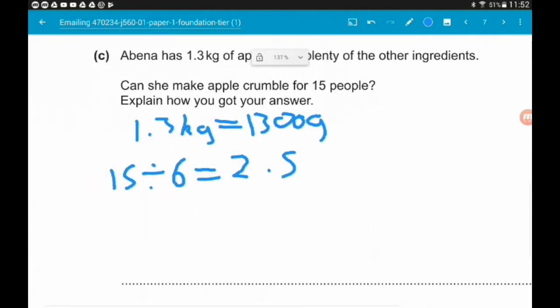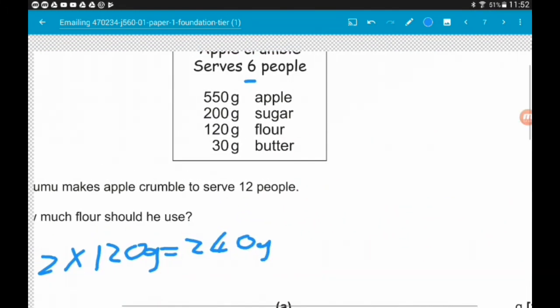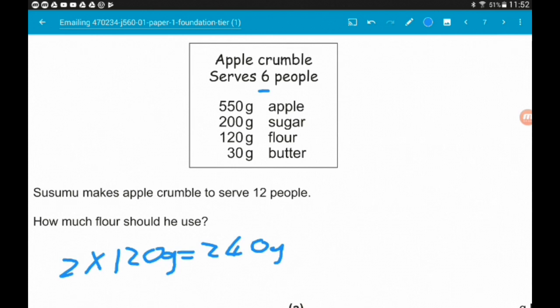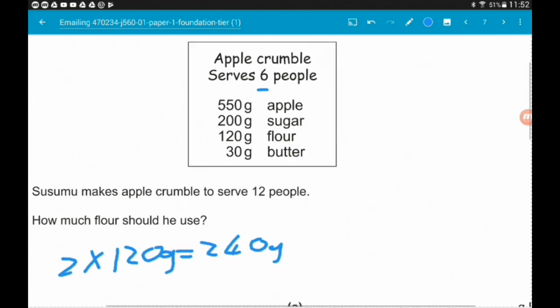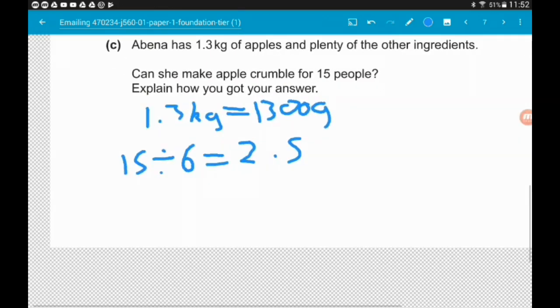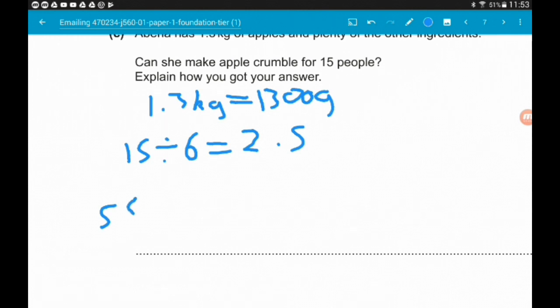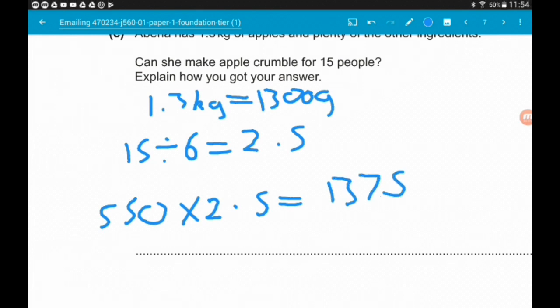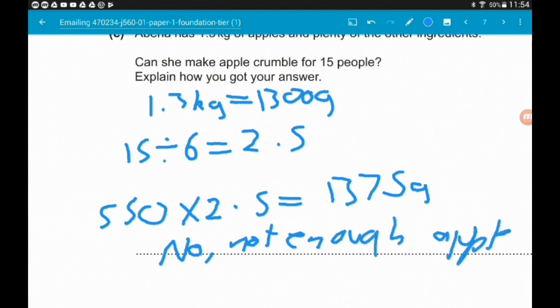So we want to know, basically, if she's going to have enough apples. So we're going to do 550 times 2.5. That's going to give us 1,375 grams. So she doesn't have enough apples, so the answer is no. Not enough apples. Cool.